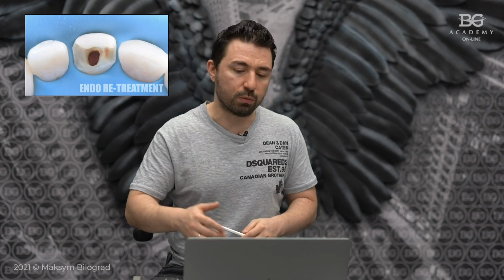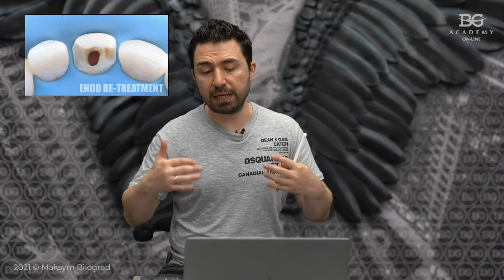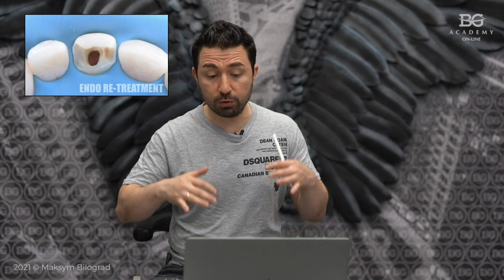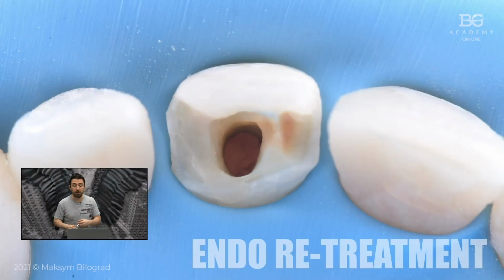Tooth number 21 was endodontically treated. From the palatal side there was no tooth at all, just filling, so that tooth will be a crown. Actually, we need to do something from the vestibular side. We don't have interproximal, we don't have palatal, so basically it is already a crown.